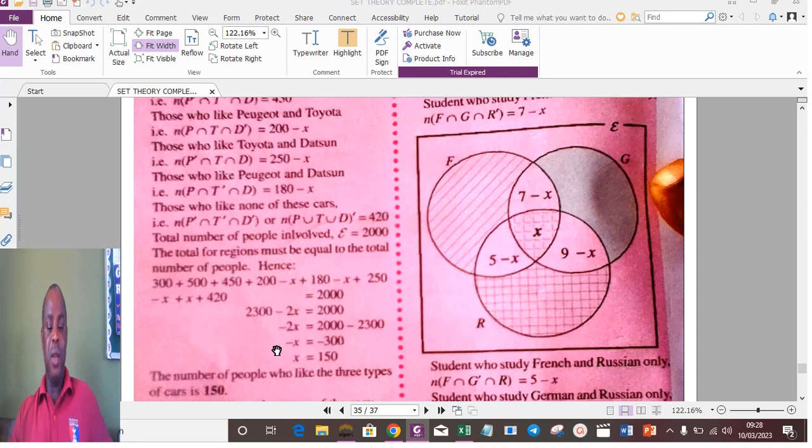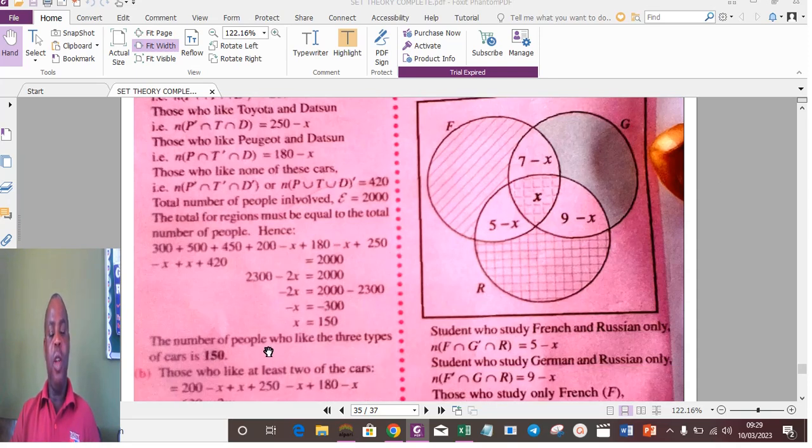Minus 2S. Okay, there is a mistake here. It should be minus 2S. Textbooks can also make a mistake. You can correct it in your notes, please. This one is minus 2S is equal to minus 300. Then S is equal to 150. So those who love all the three cars are 150 in number.